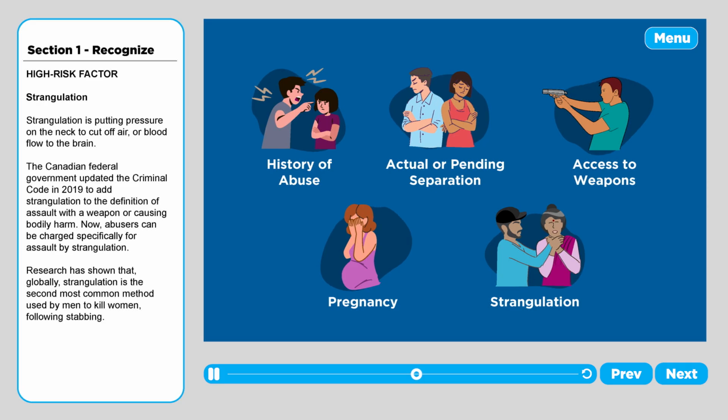Strangulation. Strangulation is putting pressure on the neck to cut off air or blood flow to the brain. The Canadian federal government updated the criminal code in 2019 to add strangulation to the definition of assault with a weapon or causing bodily harm. Now, abusers can be charged specifically for assault by strangulation. Research has shown that, globally, strangulation is the second most common method used by men to kill women, following stabbing.